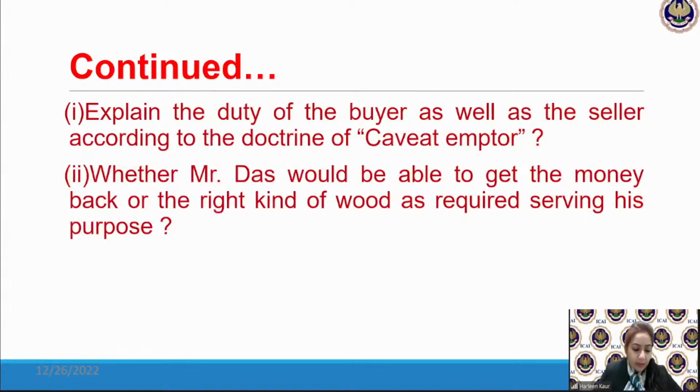Okay, Ayush Bansal is saying, ma'am, caveat emptor. So I hope your query regarding caveat emptor has also got clear. Nikita is asking about warranty of encumbrances.